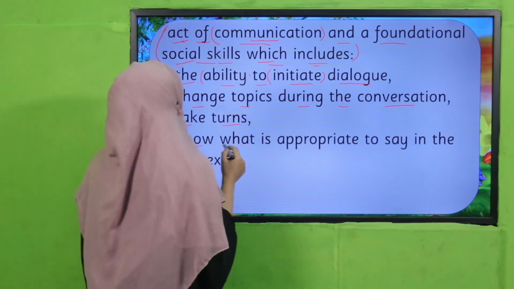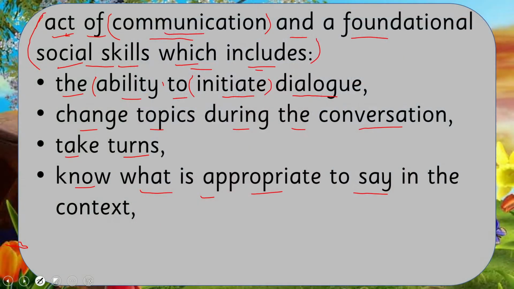So next is know what is appropriate to say in the context. Appropriate to say in the context means, my dear students, being aware of which topic the discussion is going on. So we have to talk in an appropriate, suitable way related to this topic. This is called appropriate saying in the context.